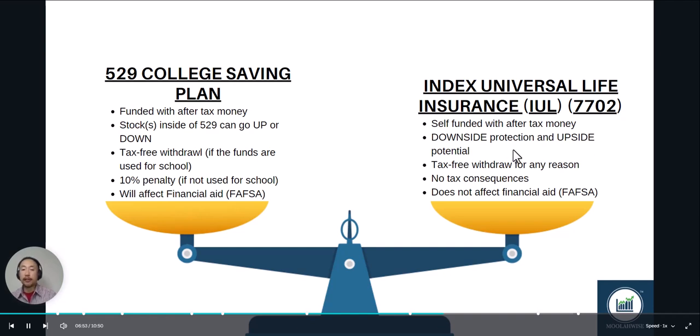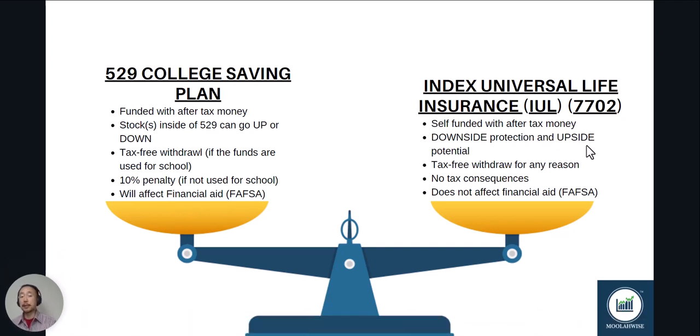Some of the benefits of this are that there's downside protection and there's upside potential. Downside protection, I'll make another video explaining that further, but basically means that if the market goes below a certain percentage, like 0, your cash value will not go negative. But the flip side is that the insurance company has to pay for that downside protection somehow, so they cap you off with the upside.